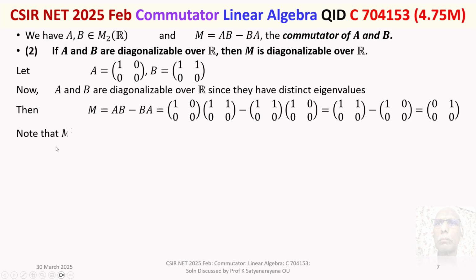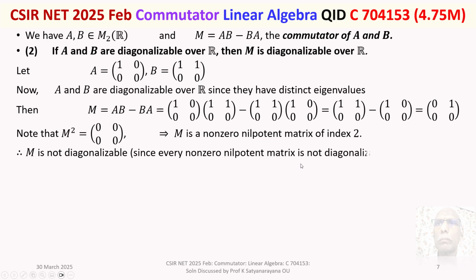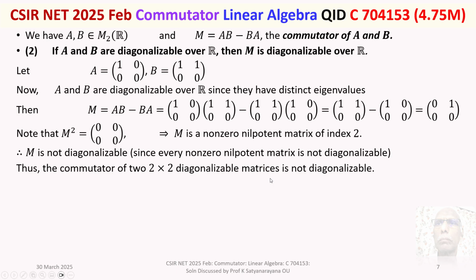Now note that M square is the 2 by 2 zero matrix. Thus M is a non-zero nilpotent matrix of index 2. It's non-zero because there is an element 1 which is surviving in the matrix. M is not diagonalizable because every non-zero nilpotent matrix is not diagonalizable. Thus, the commutator of two 2 by 2 diagonalizable matrices is not necessarily diagonalizable. Thus, option 2 is not true.